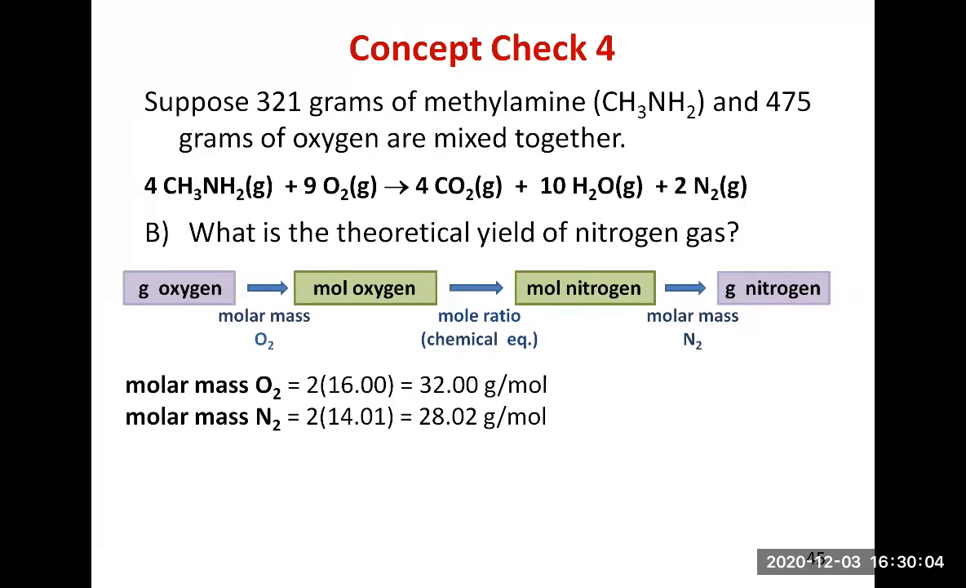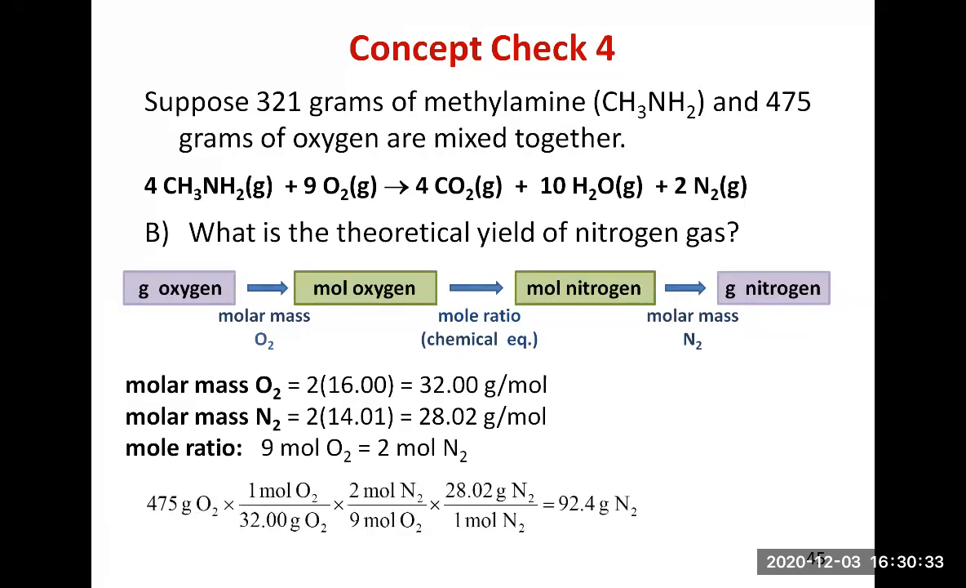And we need the mole ratio between oxygen and nitrogen in this reaction. And here we can see from the chemical equation that we have 9 moles of oxygen that can produce 2 moles of nitrogen. So 9 moles of O2 equals 2 moles of N2. So now we are ready to do the full calculation. And we will start with the given amount of grams of oxygen.